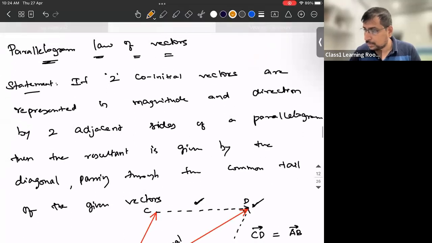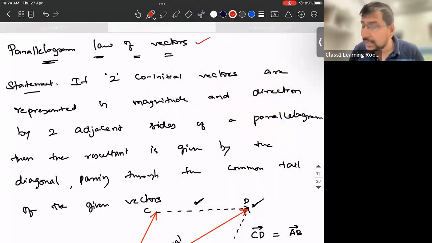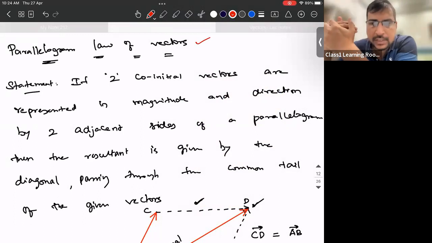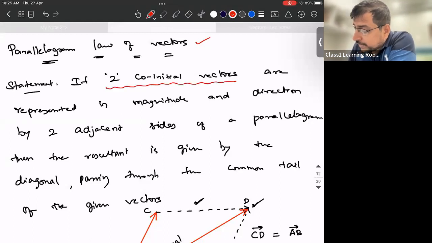The next important thing that we are going to see is the parallelogram law of vectors. Like I told you, whenever you speak about the different laws of vectors, here you are going to speak about the addition of vectors. They can either be the triangle law of addition or the parallelogram law of addition. For the triangle law of addition, you take the two vectors to be in order, whereas here in the parallelogram law of vectors, we will have two co-initial vectors.